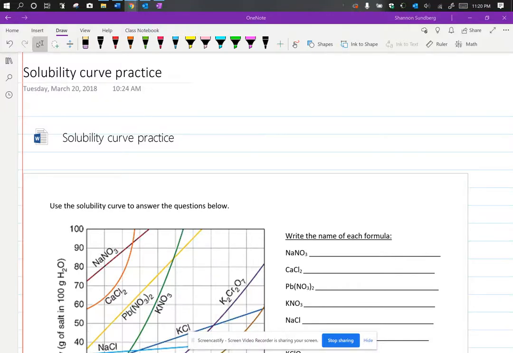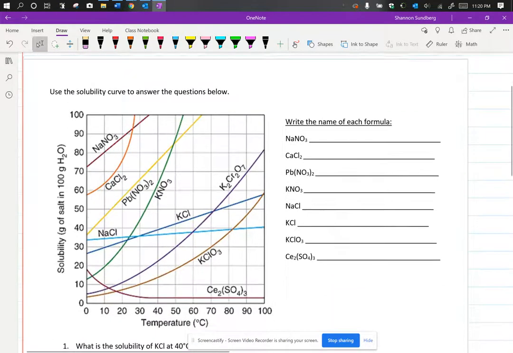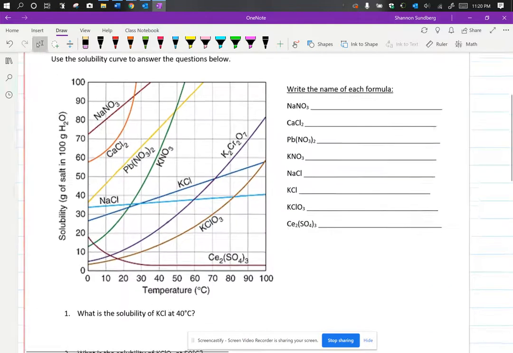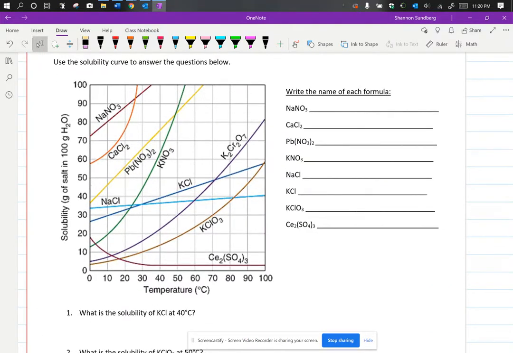We're going to look at a solubility curve and do a little bit of practice on how to read it and how to figure out what substances have a certain solubility per 100 grams of water at a specific temperature. So on the left here, this is an example of what a solubility curve would look like.